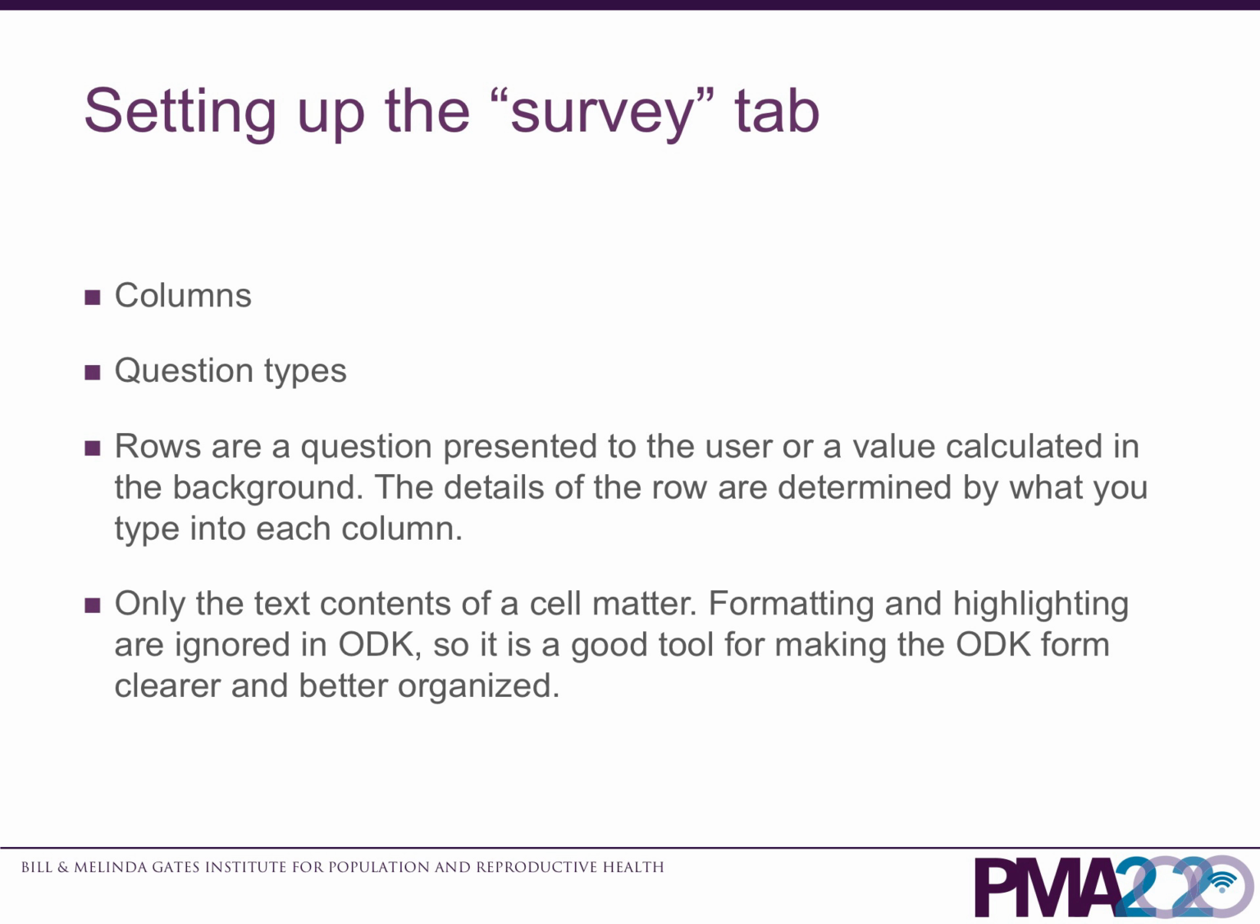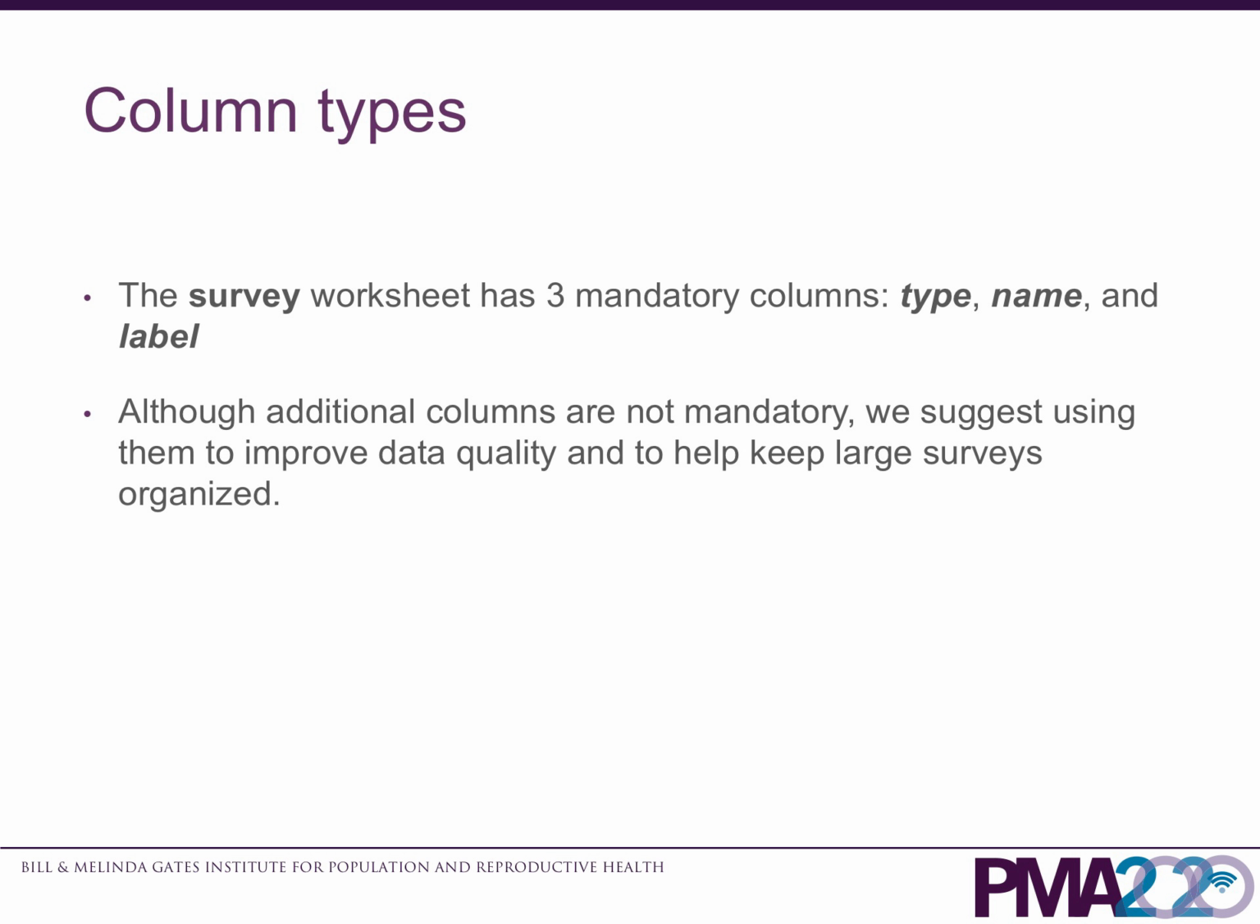In ODK, the rows represent those blank spaces, but then we also specify the parameters for the question or the details of how that information is collected, whether it's a prompt to the user or something done in the background. We've already talked about formatting the survey tab. So the three most important column types in an ODK survey on the survey tab are type, name, and label.